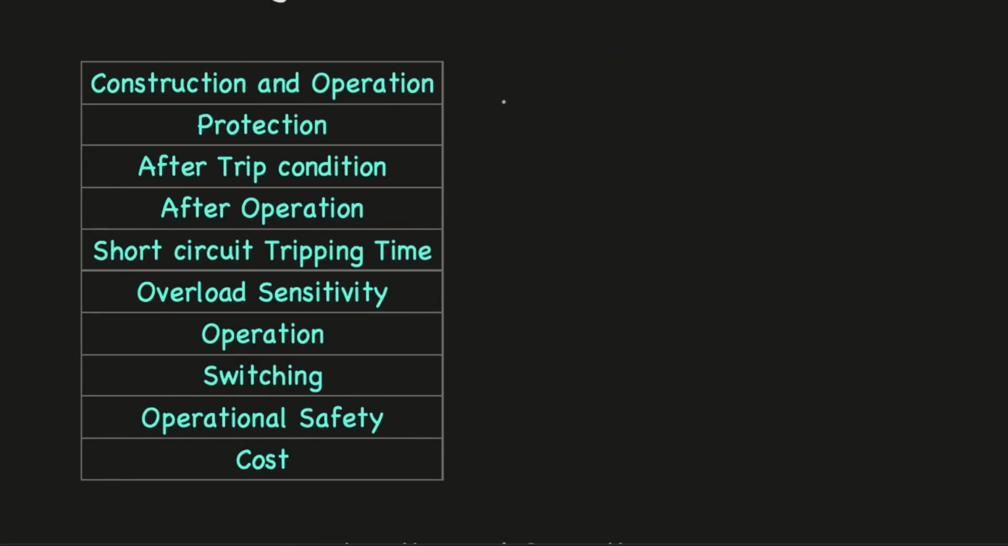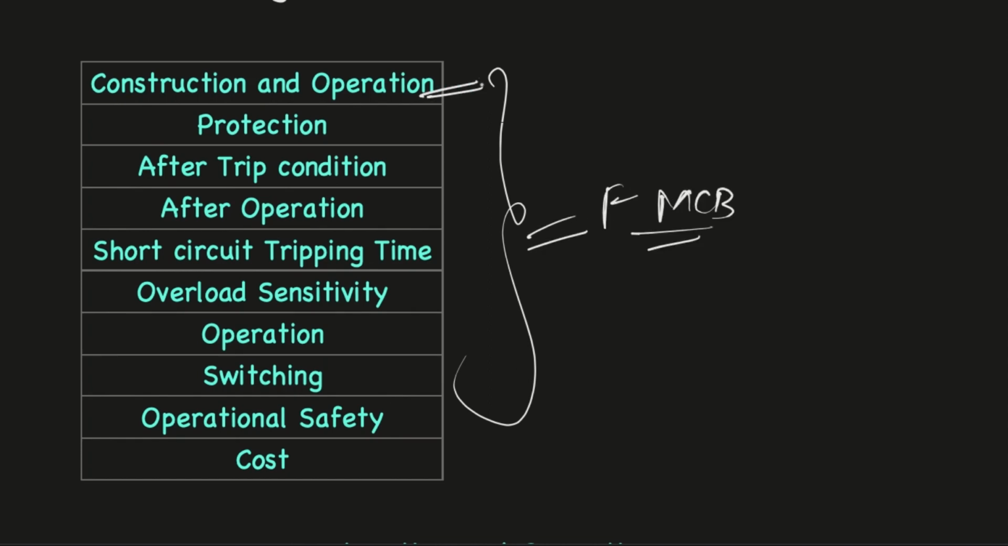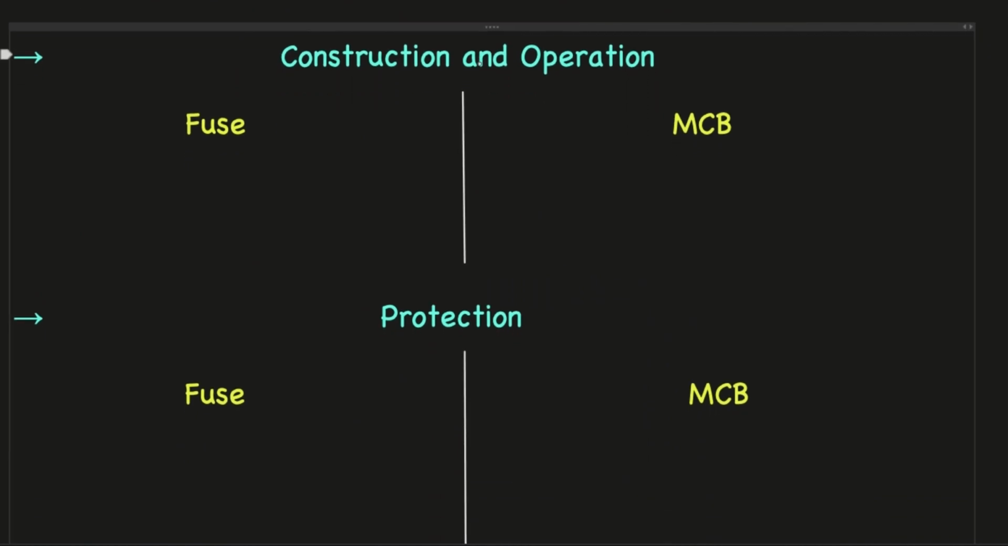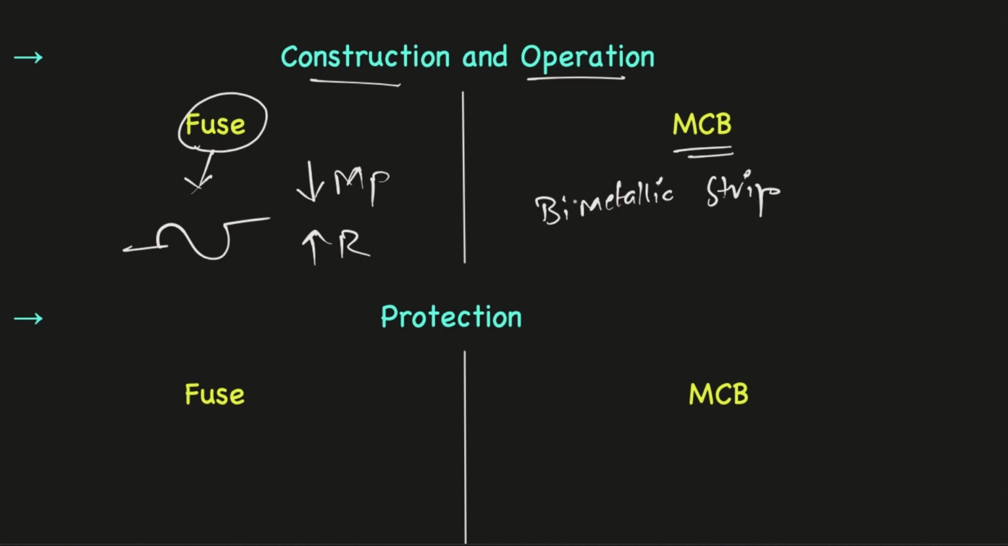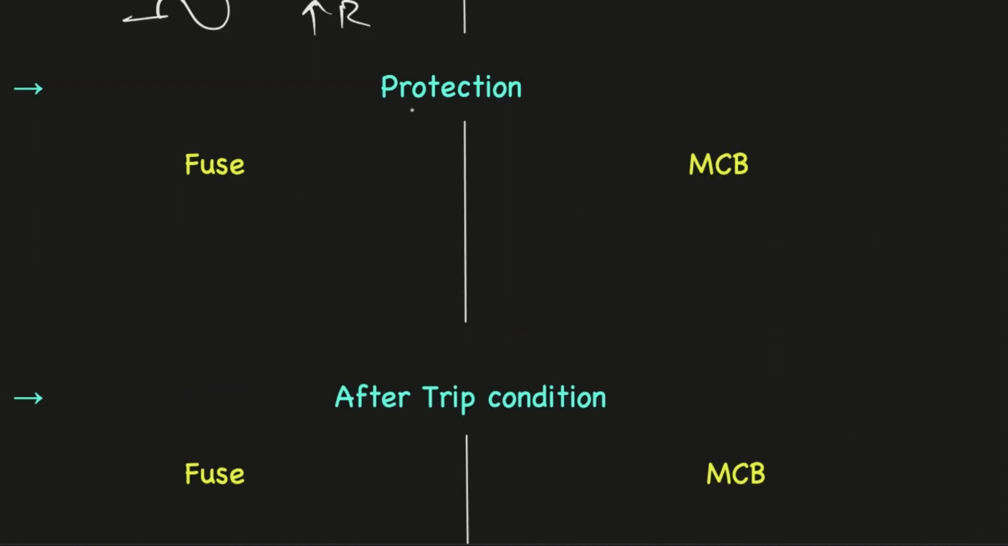Now, these are the few common characteristics by which I am going to explain the difference between a fuse and an MCB. Let's start with the first one, that is construction and operation of a fuse and an MCB. A fuse consists of a piece of wire made up of metal or an alloy which has low melting point and high resistivity. Whereas on the other hand, an MCB is made up of a bimetallic strip which gets heated and deflected by bending.